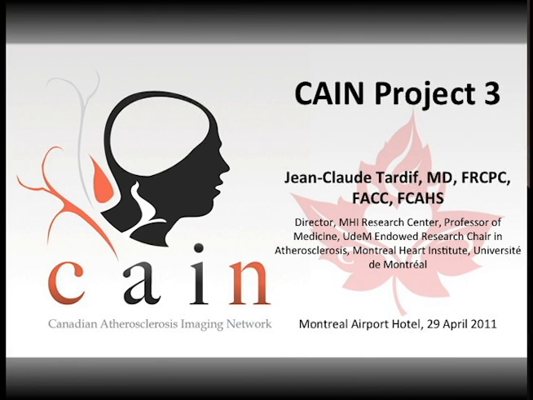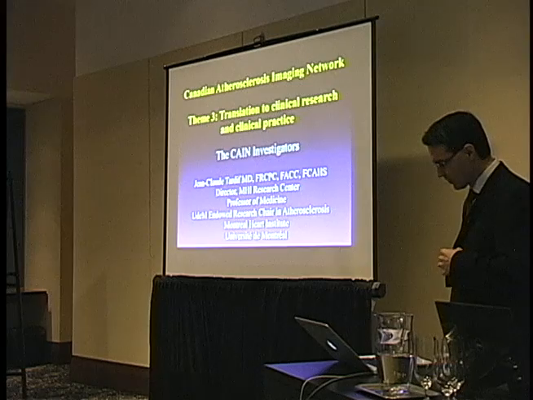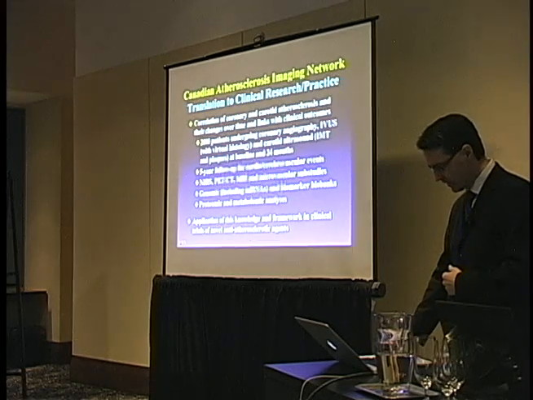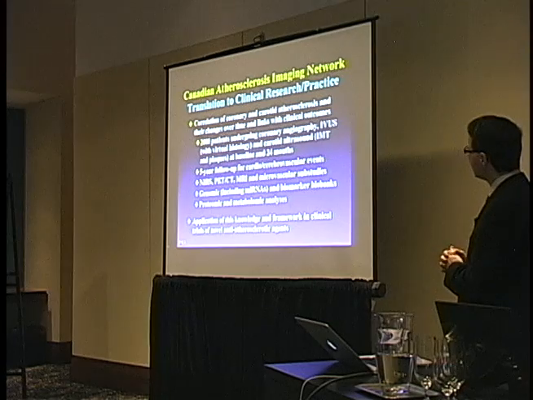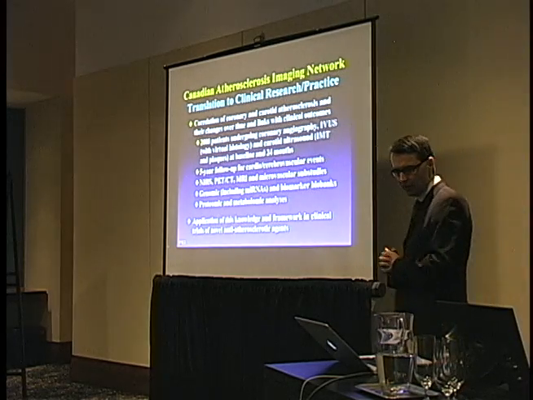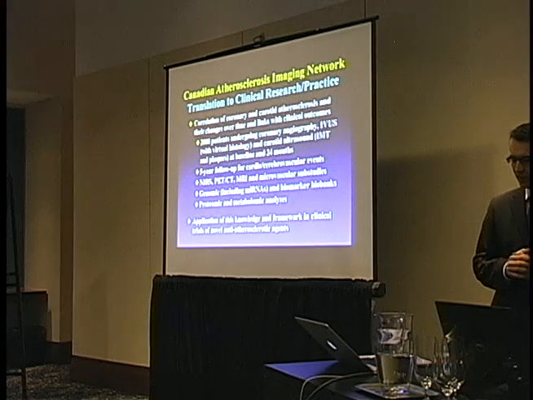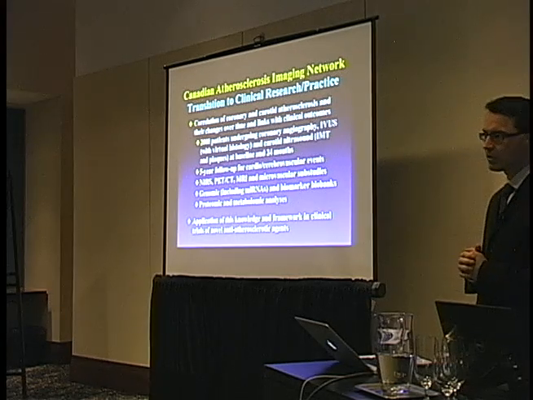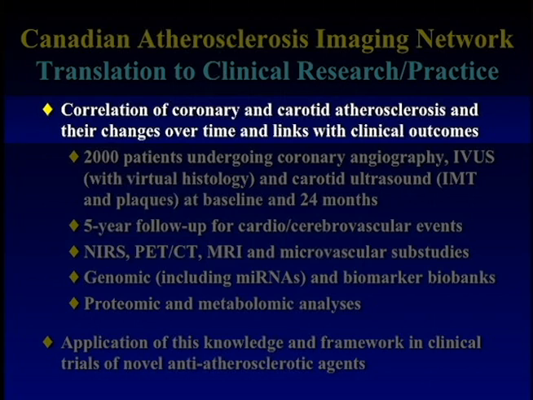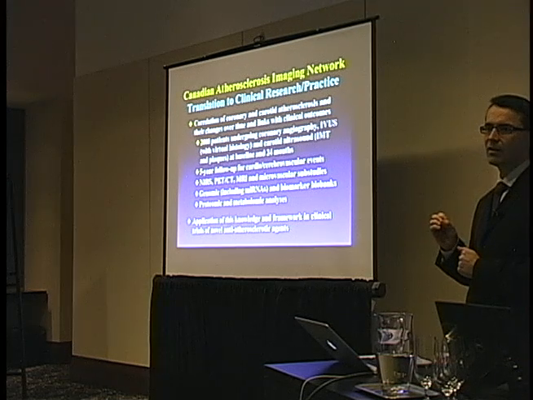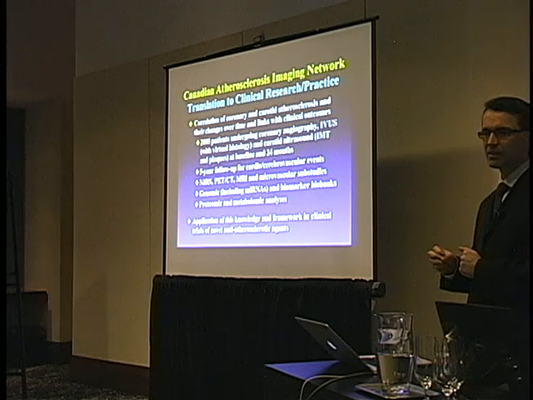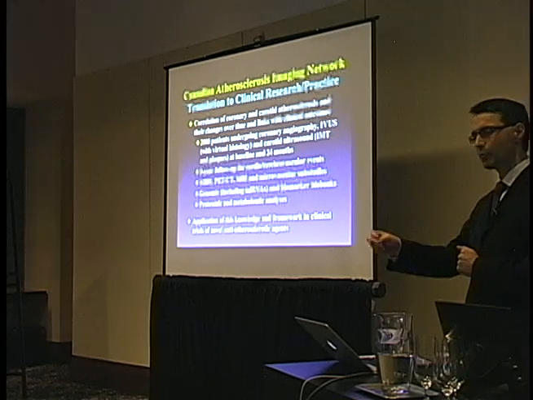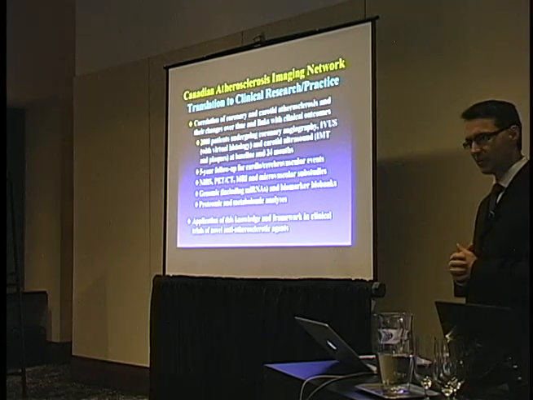So we're going to move to theme 3, which is translation to clinical research and clinical practice. The main study that we are presently doing in CAIN theme 3 is a study trying to correlate rates of atherosclerosis progression in two vascular beds, namely the carotids and the coronaries, and then trying to correlate the atheroma burden and hopefully composition in both vascular beds at baseline, and their rates of progression, with long-term clinical outcomes.